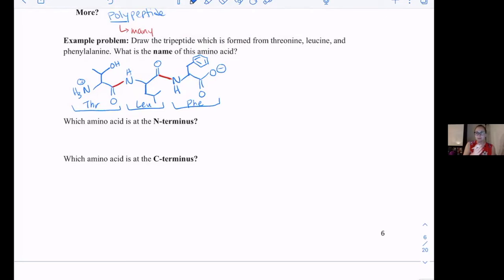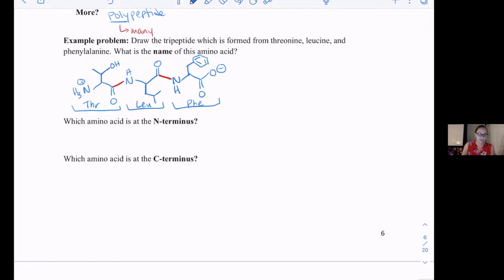Don't forget that at the very beginning, your nitrogen goes first, and it's going to have that positive charge. It's going to be the ammonium. So it needs 3 hydrogens, so 4 bonds total. And then the oxygen at the end, it will be a carboxylate instead of a carboxylic acid.